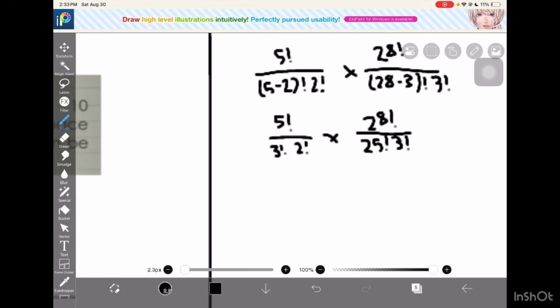So our first equation... Are you serious right now? My calculator is refusing to work.